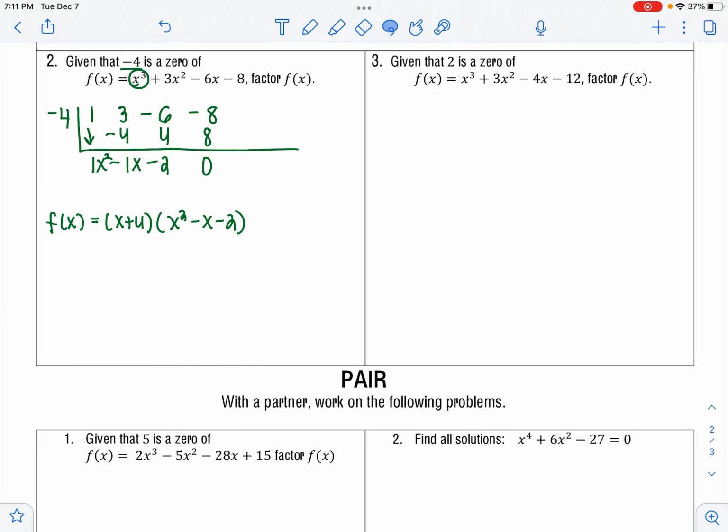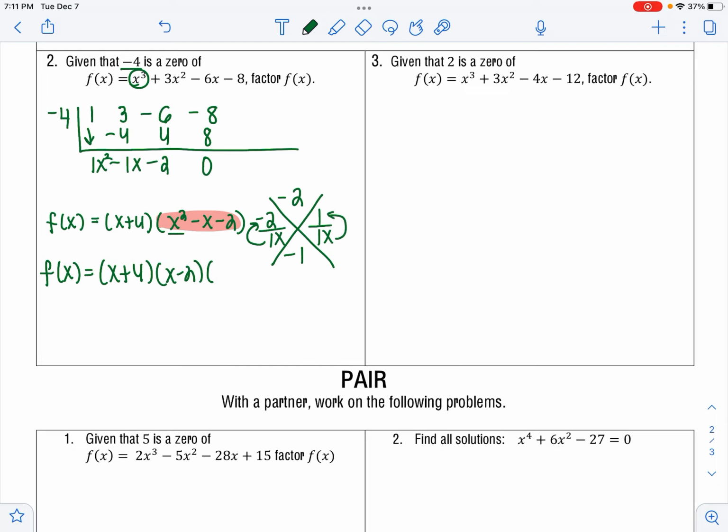Now remember, you have to factor it completely. So this is not my final answer because now I have to factor this quadratic right here. So I'm looking for 2 numbers that multiply to give me negative 2 and add to give me negative 1. I do know those 2 numbers. That's negative 2 times positive 1. Divide by the lead coefficient of 1. And since this is an x squared, this is an x and an x. So my final function is f of x equals x plus 4 times x minus 2 times x plus 1.